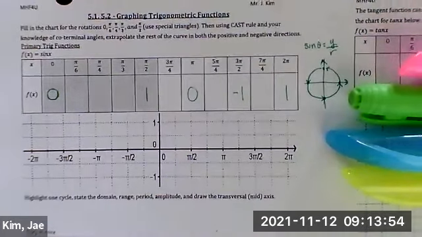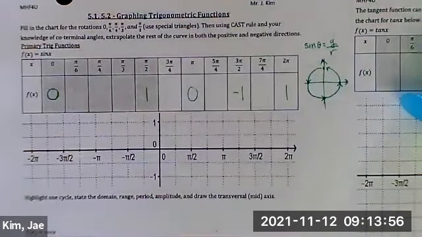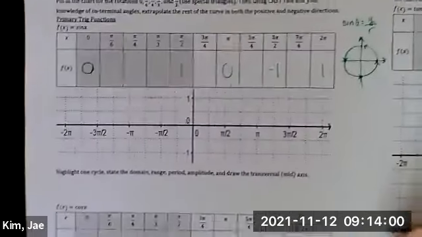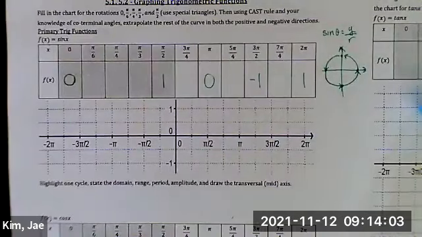Okay, 5.1 is going to focus on the primary trig functions. You should have done sine and cosine already. Depending on your teacher, you may not have done tangent. I might have not done tangent with my class either. So that might be new.